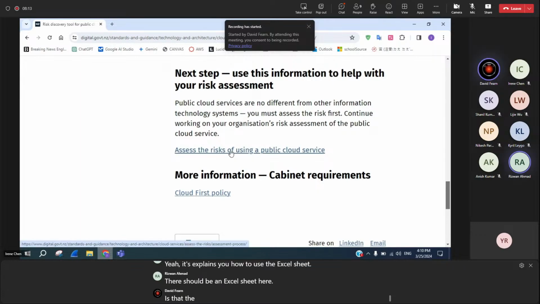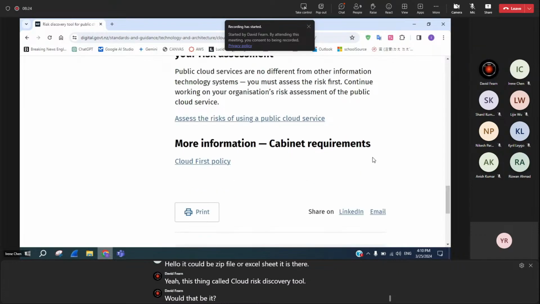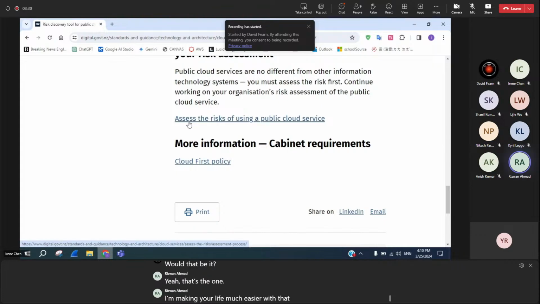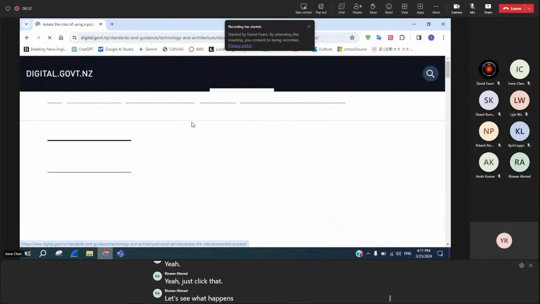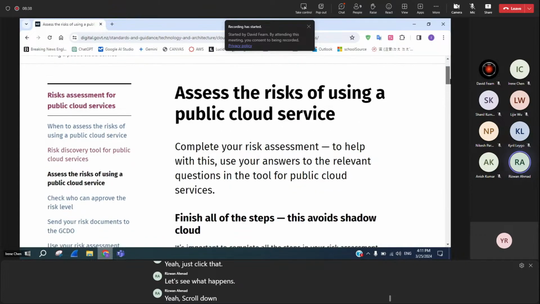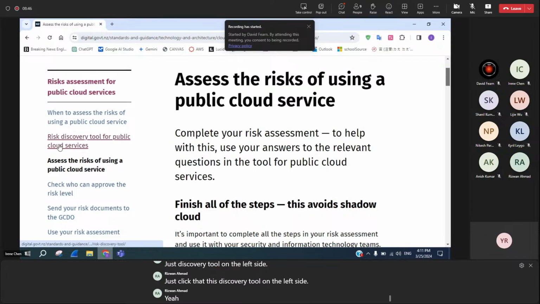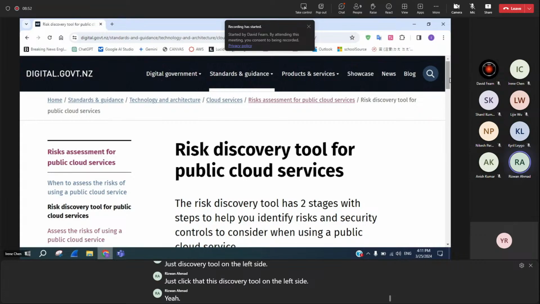Is it the zip file, or is it something else? It could be a zip file or an Excel sheet. It is there. Yeah, there's something called Cloud Risk Discovery Tool. Would that be it? Yeah, that's the one. I'm making your life much easier with that. Yeah, just click that. Let's see what happens. Scroll down. Risk discovery tool on the left side, just click that. Yeah, you will have some Excel.